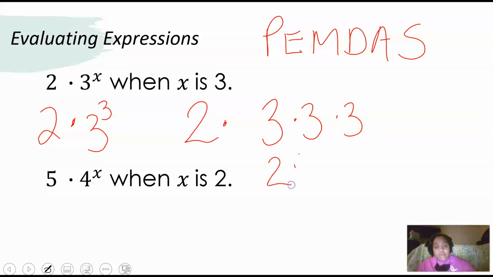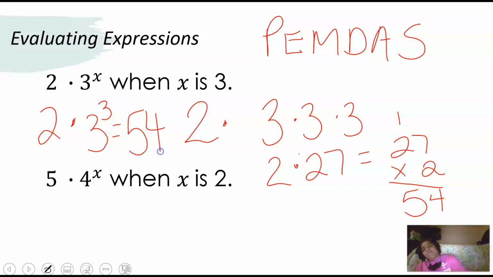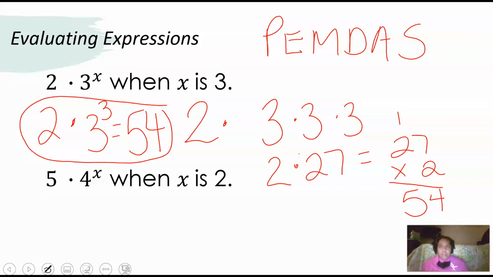So we have to do 2 times 27. For those of us who do not have calculators, and I'm one of those people, I'm going to do 2 times 27. 2 times 7 is 14. We have 54. So our answer here will be 54. And by all means, if you have a calculator, put it in a calculator. So we know that 3 to the 3rd power is 27, and 27 times 2 is 54.